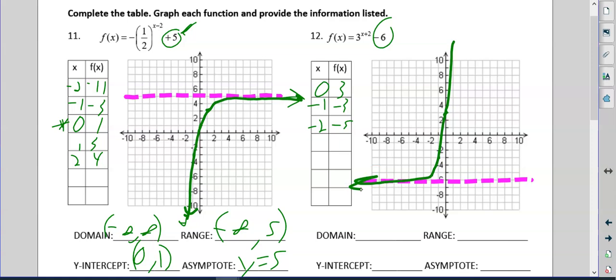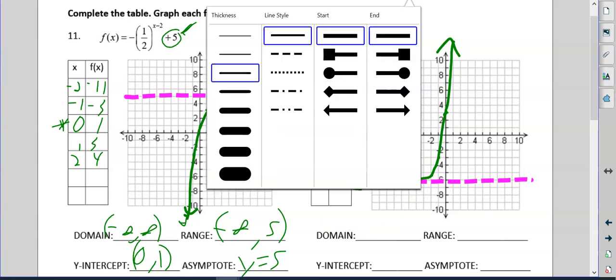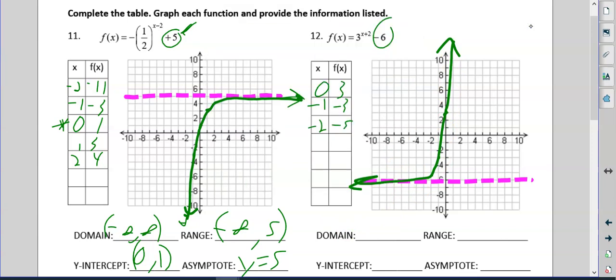Notice I slightly went over the line. You know, try to be careful. I will accept that. All right, I just won't accept this. You know, be careful. But if you slightly miss, you don't have to go back and erase it. That's good enough. I will take that on the test.